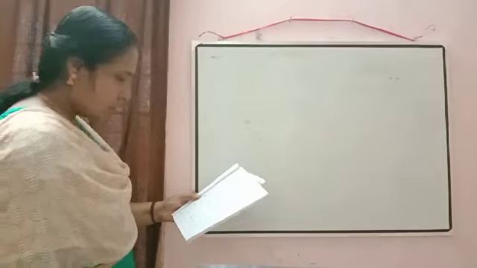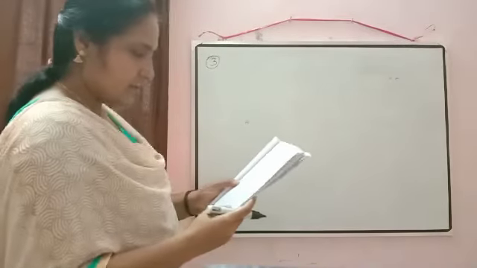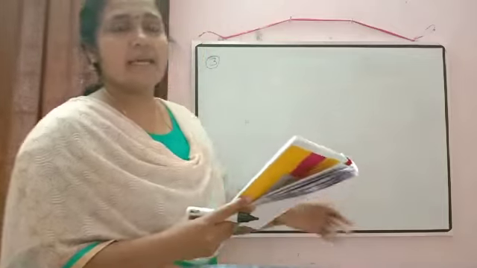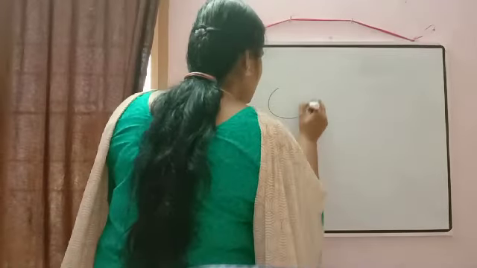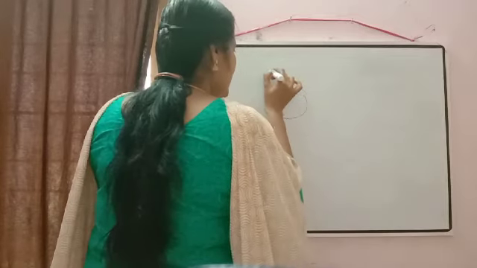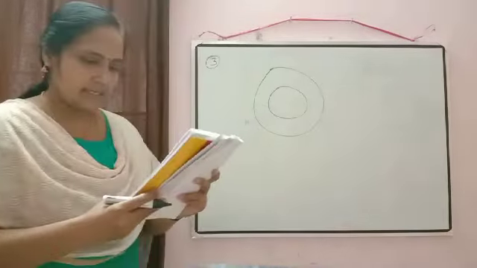In the next question, it is written two concentric circles. What do you mean by concentric circles? Yes, two circles with the same center. So we can draw two concentric circles. Suppose first one here and then second one drawn in this way there. So we have drawn two concentric circles.